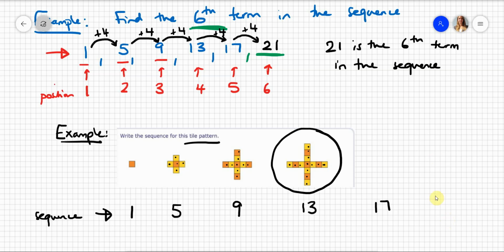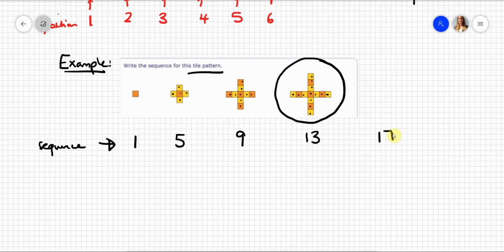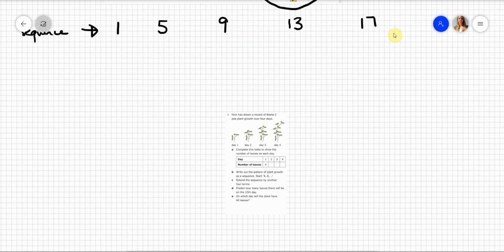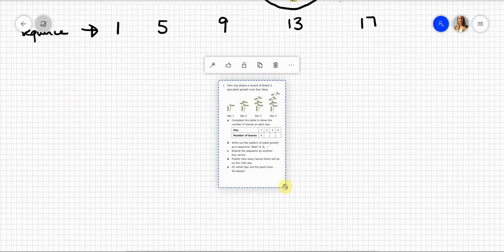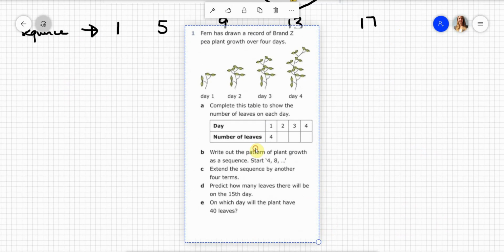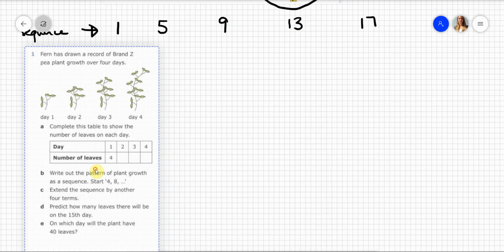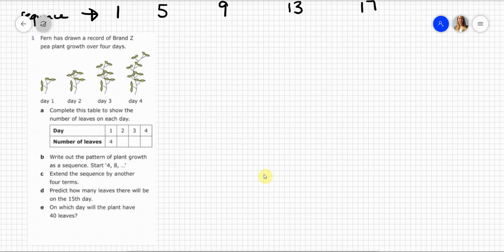What I would like you to do now is have a go at question 1 from the worksheet. It is this question, which I'm going to paste here. So pause the video and have a go. I am going to work through this question so that you can just do question 1 and then play the video again to check how you've got on and whether you've got it right or not. So pause the video now and have a go. And now I'm going to have a go at these questions.